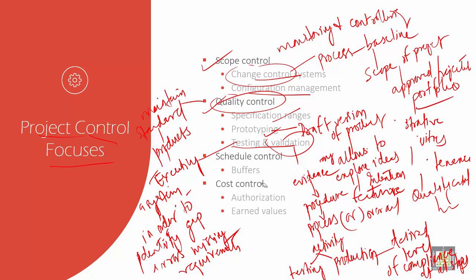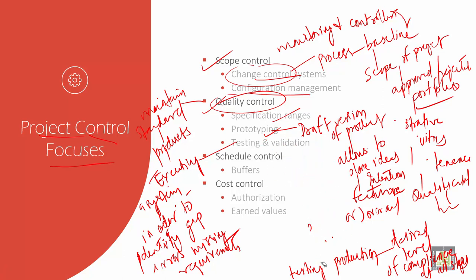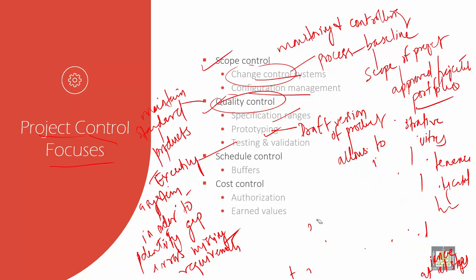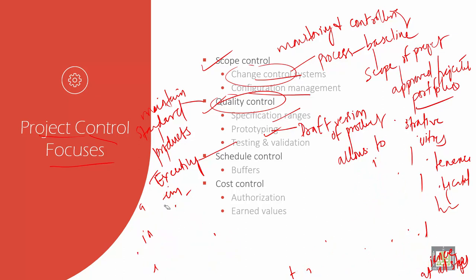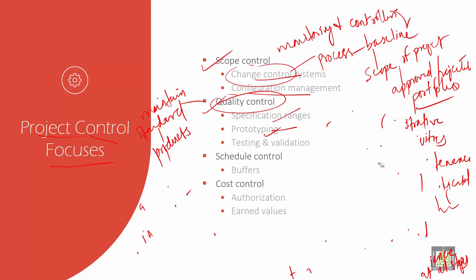Okay. Next, we will see what is budget. There is schedule control and buffers. Schedule control talks about how we manage the project, involving monitoring the status of activities related to a project. So it talks about the status of activities.